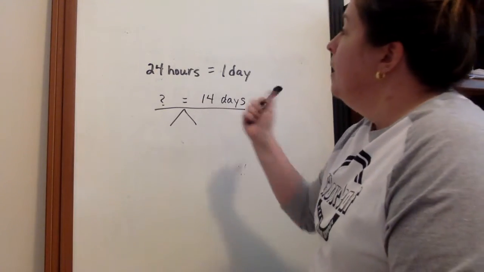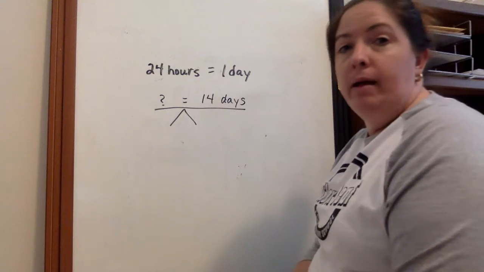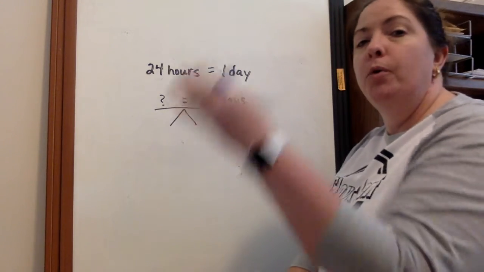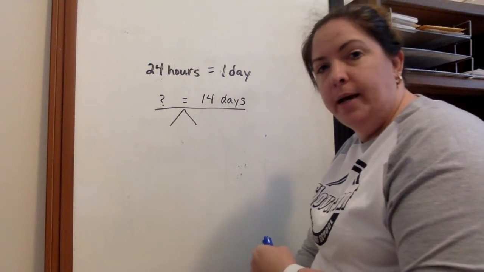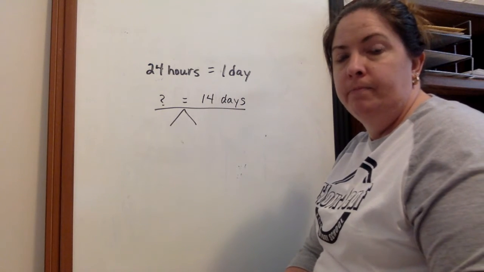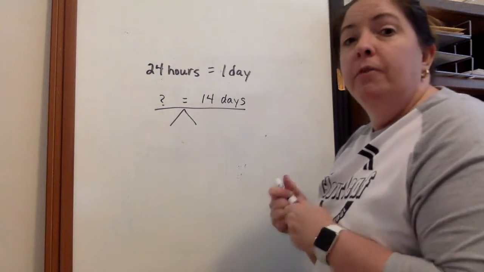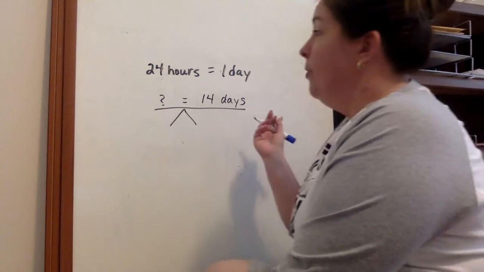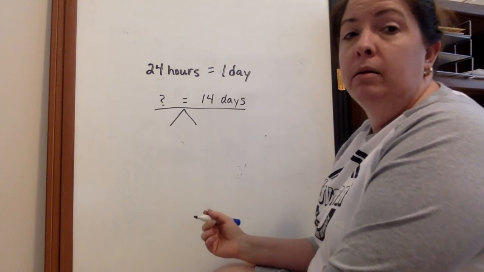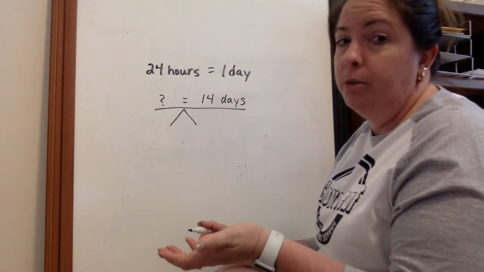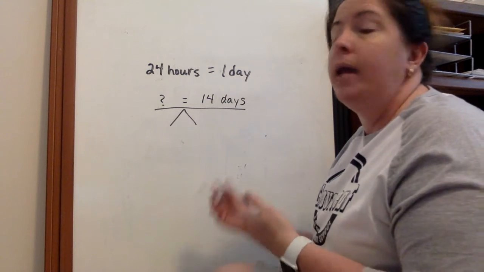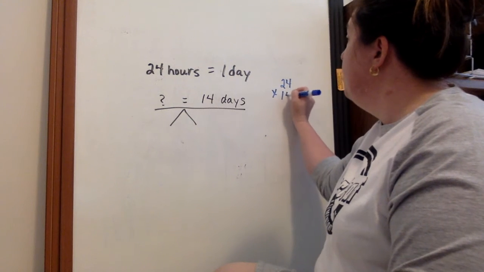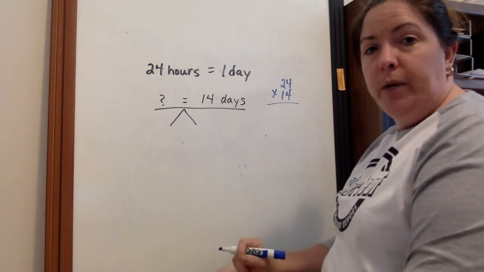All right, so if we know 24 hours in one day, our first strategy could be repeated addition. We're going to add 24 over and over 14 times to get our answer. I'm going to choose to do a more efficient math for fourth graders, and we're going to multiply, because repeated addition is multiplication. We're going to multiply 24 hours times 14 days. What are we going to get?